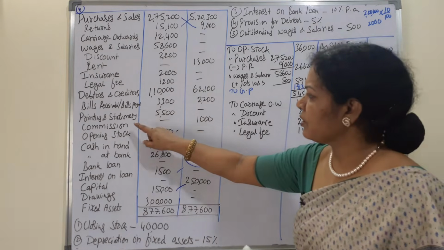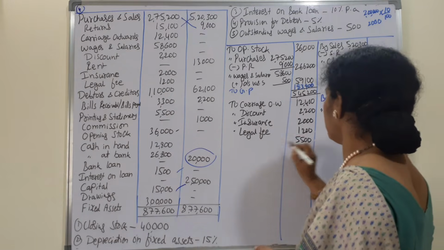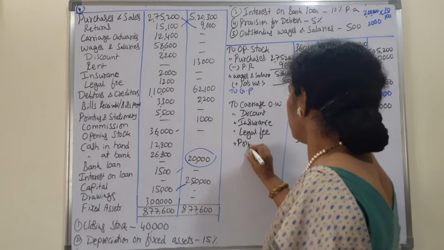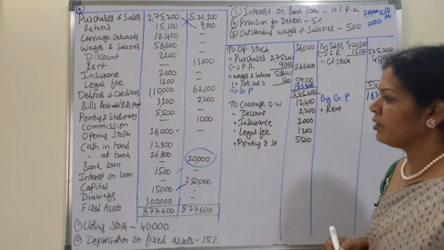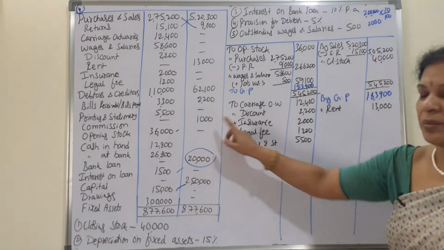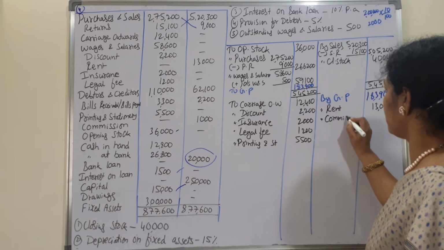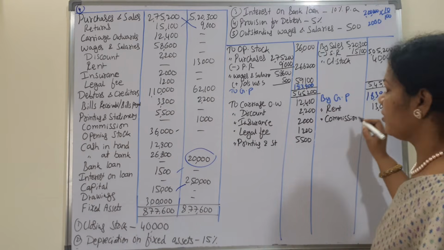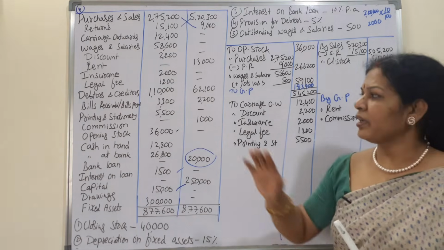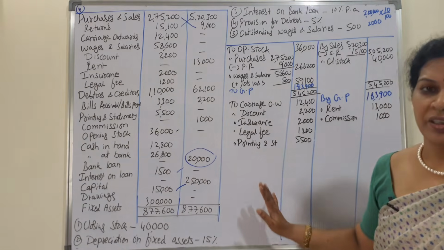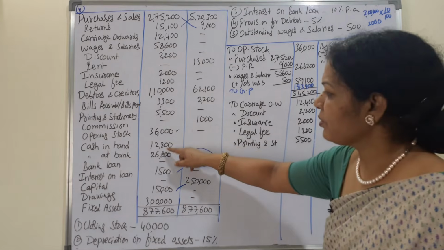Next, what else can we take? Printing and stationery, 5,500. Next, commission is on the credit side, which means it's income, so on the credit side we will write by commission 1,000. Simple funda, remember: trial balance debit side items go on the debit side only, credit side items on the credit side. That's all. Now opening stock is over.